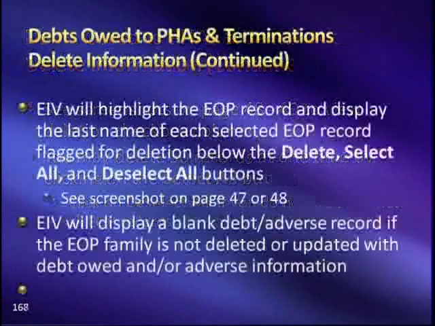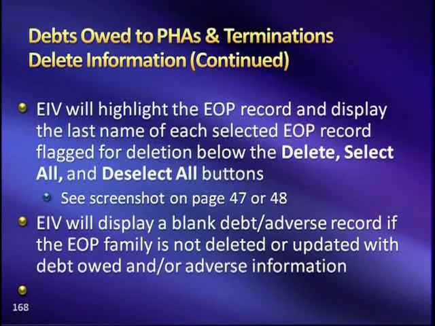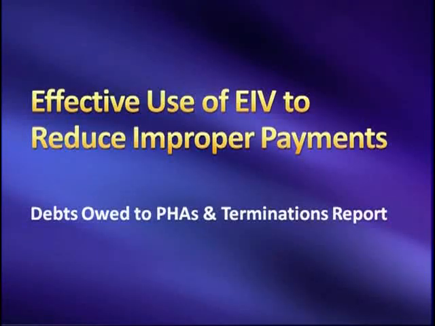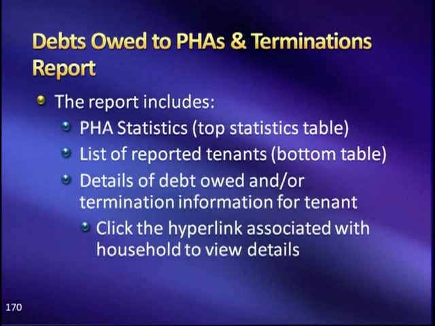Your debts owed to PHA and termination report is nothing more than a report that outlines the statistics for your PHAs with respect to debt owed and adverse information entered for your agency. It's a list of reported tenants, which is at the bottom of the table, and the details of the debt owed and or termination information for the tenant.